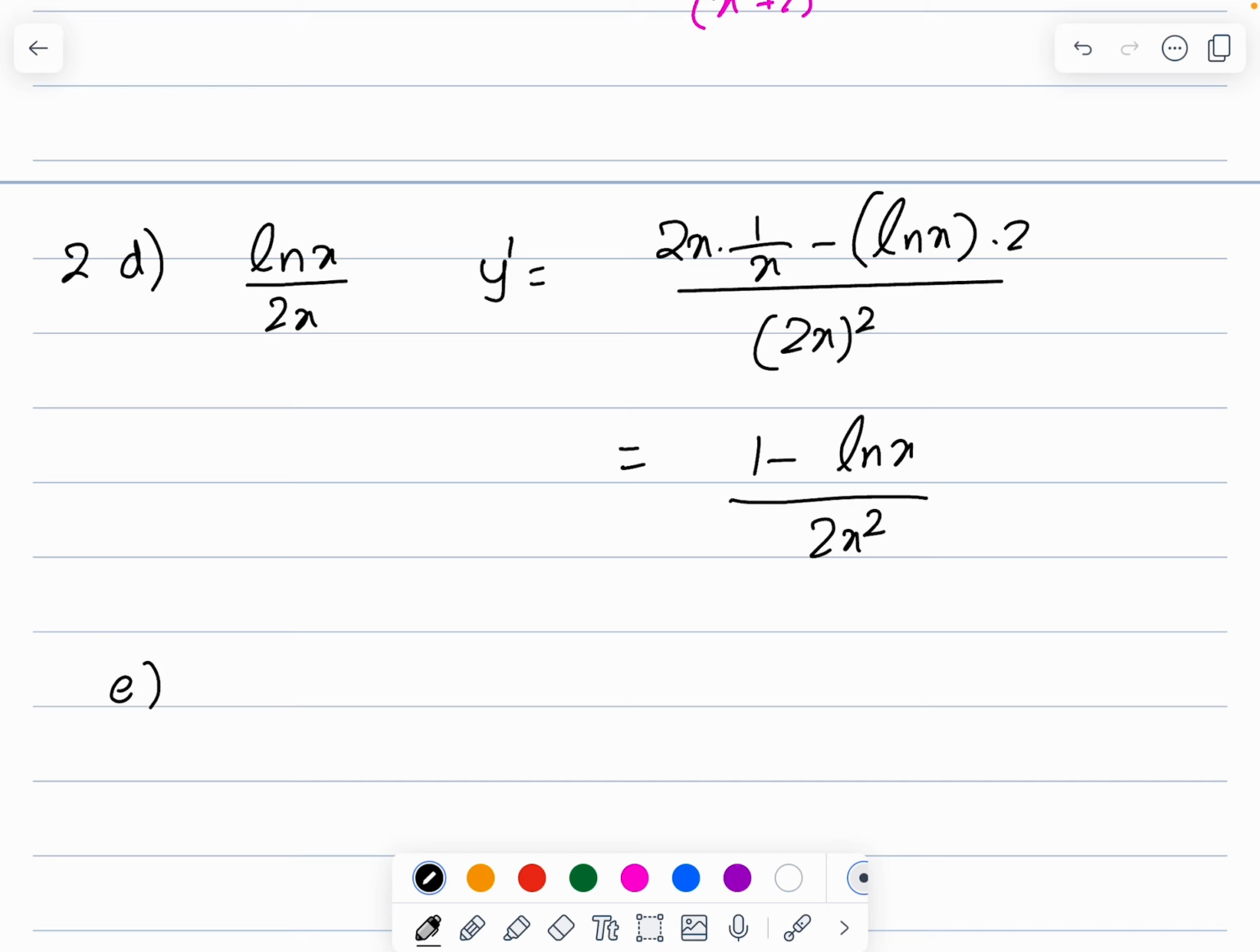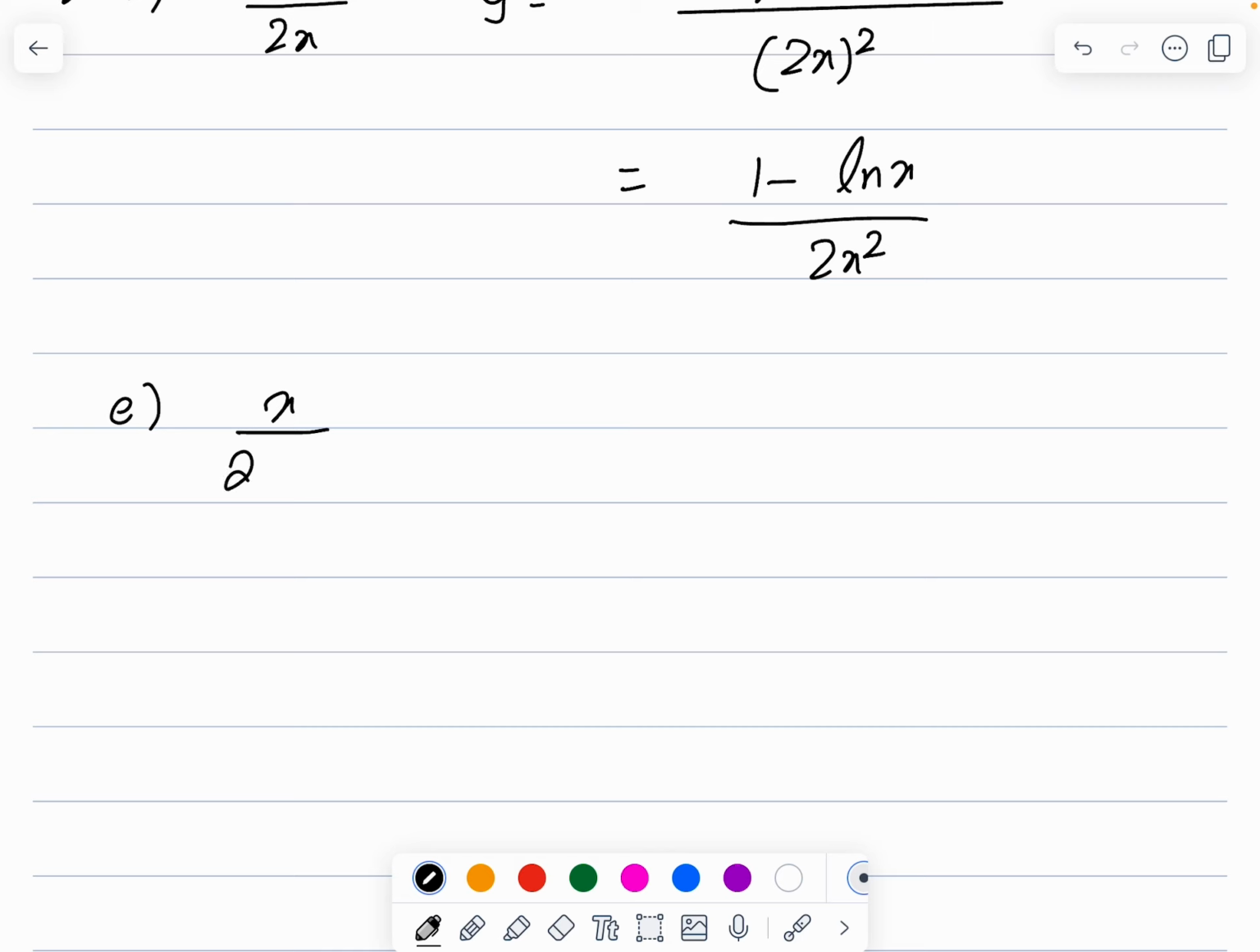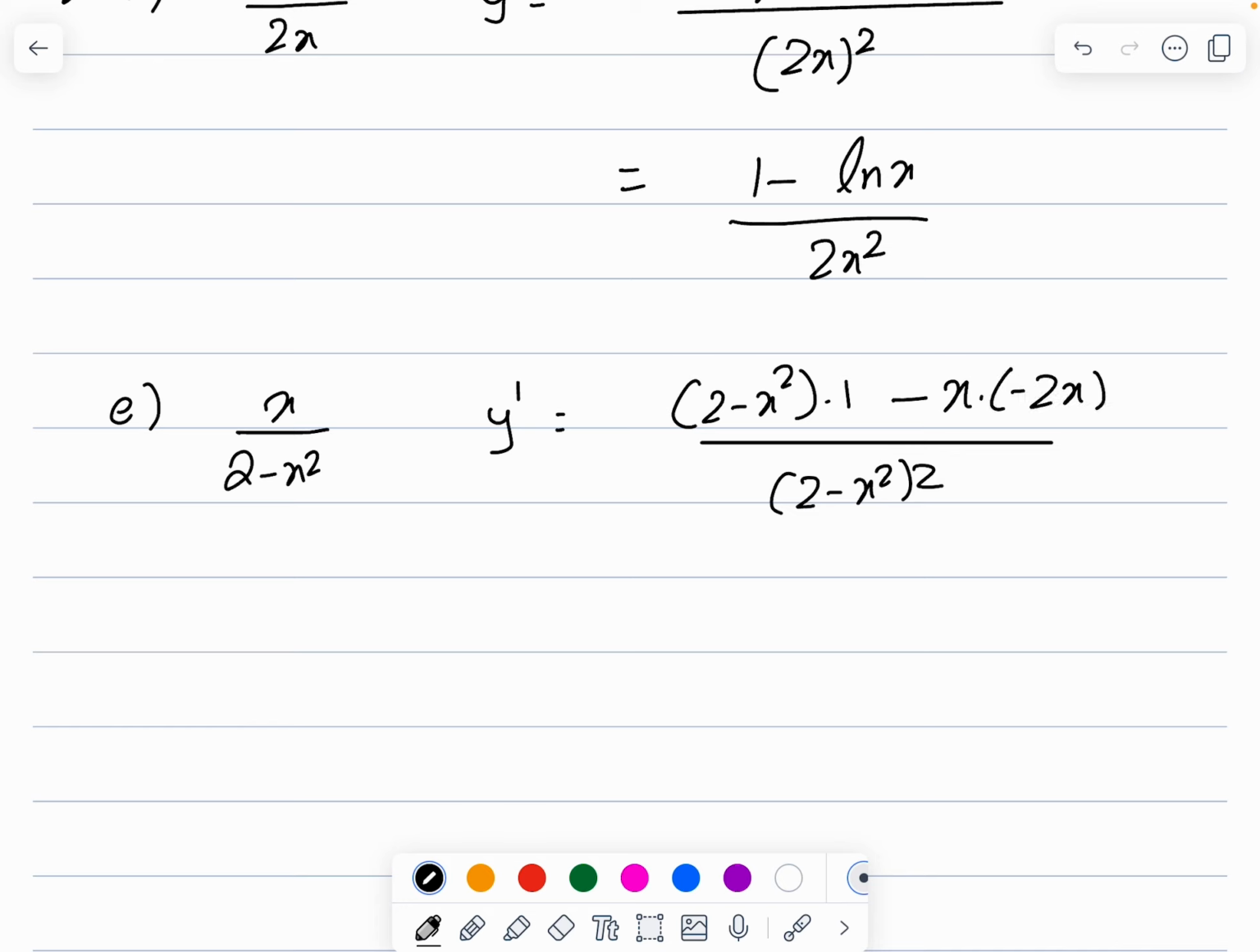Now coming to part E, x upon 2 minus x square. In that case, y prime will be 2 minus x square whole square below, 2 minus x square times the derivative of x, which is 1, minus x times the derivative of 2 minus x square, which is negative 2x. Then the answer should be 2 plus x square upon 2 minus x square whole square.